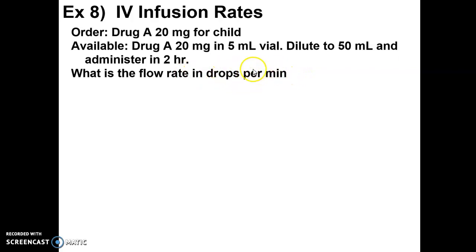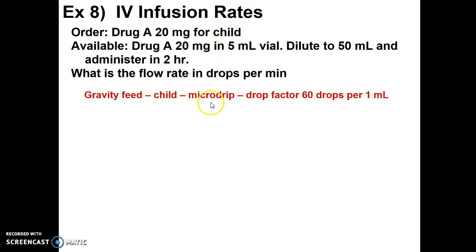Okay, so the drops per minute means that this is going to be a gravity feed, which means we're going to have a drop factor, but they didn't specifically state anything. So we kind of have to read between the lines and decide that this is for a child, which means we're going to use a micro drip. Okay, with all children, you use the micro drip set, and that's the one that has a drop factor of 60 drops per 1 mil.